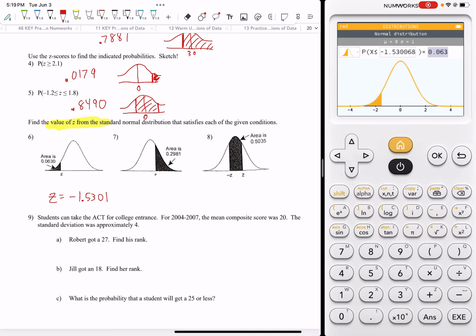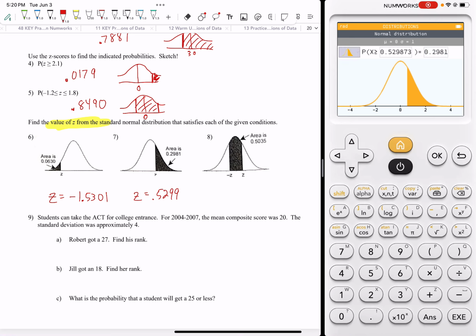Okay, the one in the middle. Now we're looking for a greater than. The shading is to the right, so we're going to go over here. We're going to pick the shading to the right. So we have greater than or equal to our area. Don't forget, scoot all the way over to area, 0.2981. And there we go. Our z-score is 0.525299. Done.